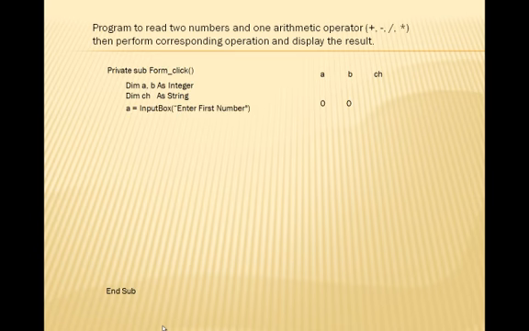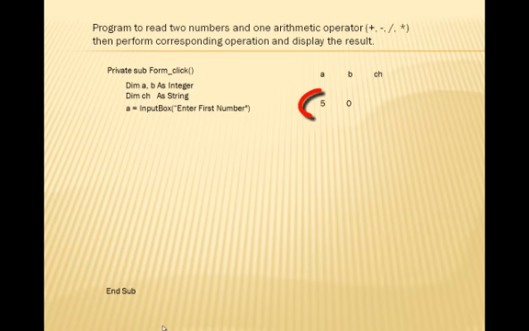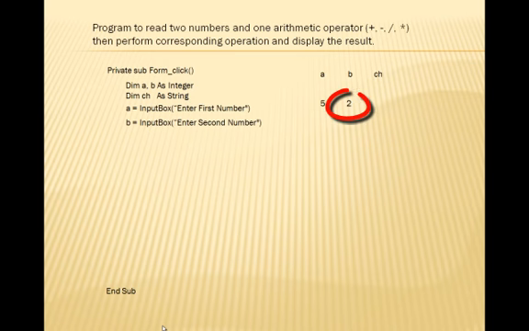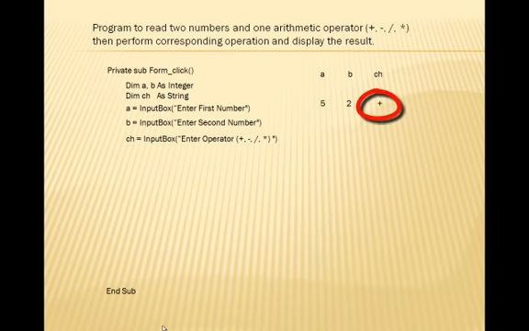To input a value for a, we will use the input box function. We enter 5 for the first number, then a will be equal to 5. Another input box function for the value of b. We enter 2 for the second number, then b will be equal to 2. Another input box function for the value of ch. We enter plus for the operator, then ch will be equal to plus.